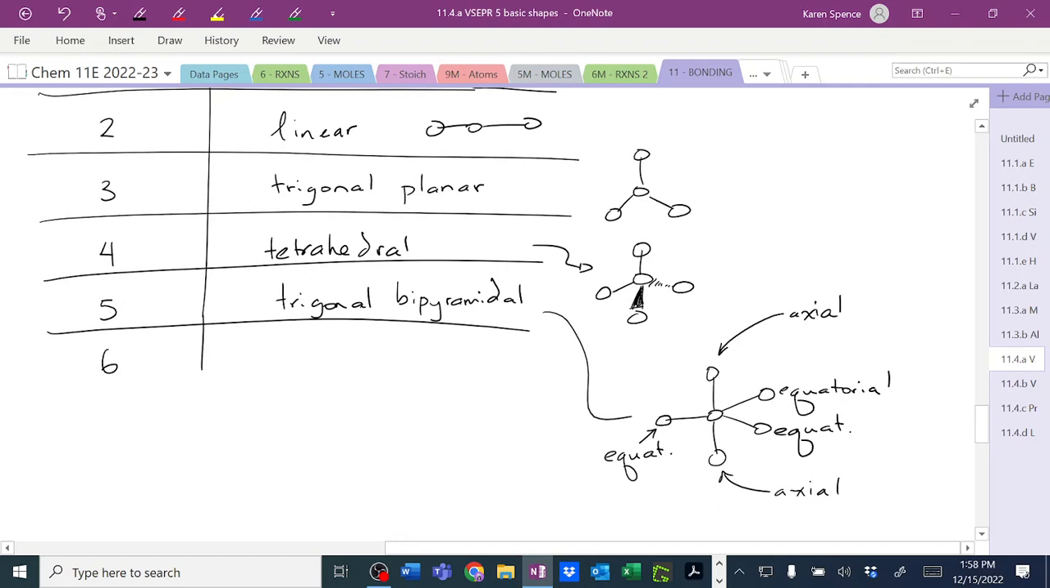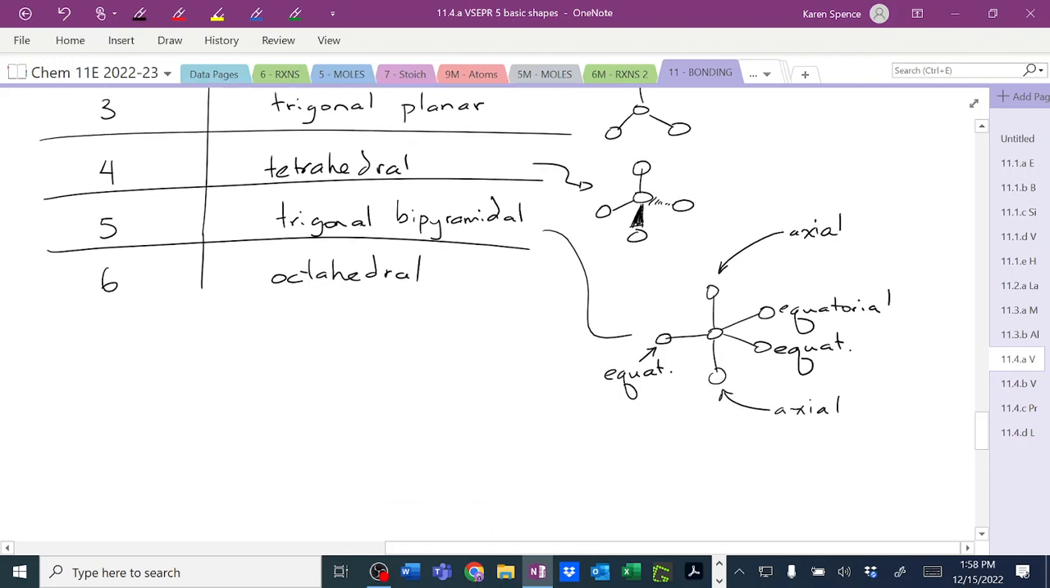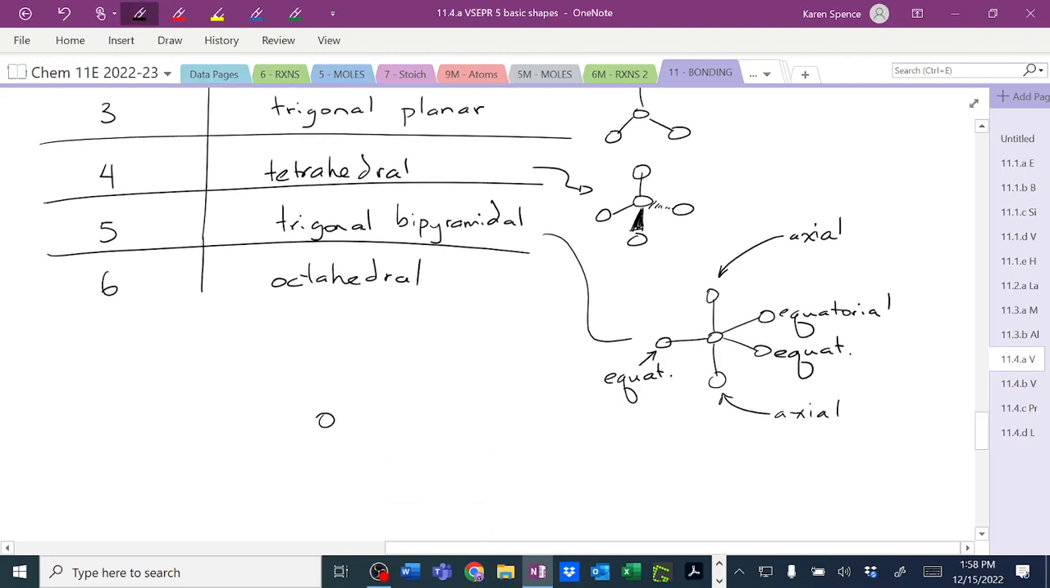What is 6 electron domain? Octahedral. And that one looks very much like the trigonal bipyramidal, except for, what's the difference? It has 4 around the equator instead. Excellent. Are we ready to throw in lone pairs?